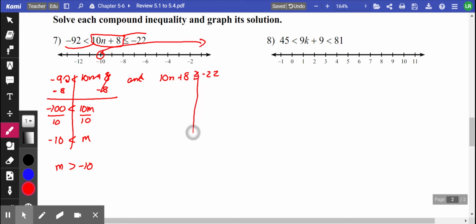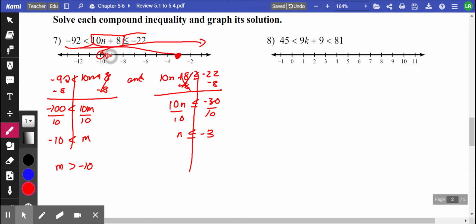Solve the second one. Minus 8 on both sides. So I get 10n is less than or equal to negative 30. Divide both sides by 10. I do not need to flip because that's a positive 10. N is less than or equal to negative 3. That'd be a closed dot at negative 3. And that's going to the left.